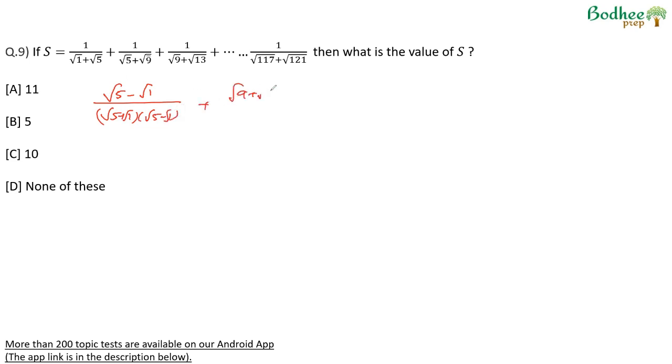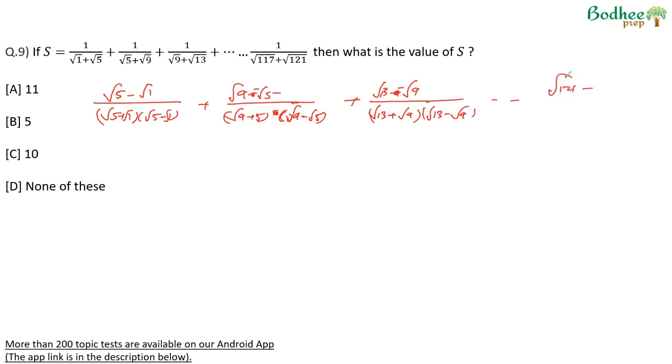Second term becomes multiplied by root 9 minus root 5 upon root 9 minus root 5, plus root 13 minus root 9 upon root 13 minus root 9. Multiplying by the conjugate, the last term will become root 121 minus root 117 upon root 121 plus root 117 into root 121 minus root 117 is what we will get.